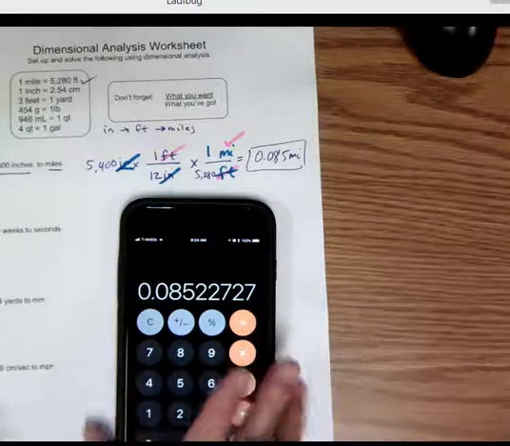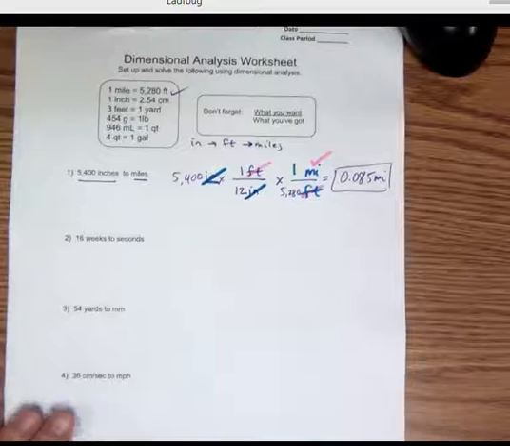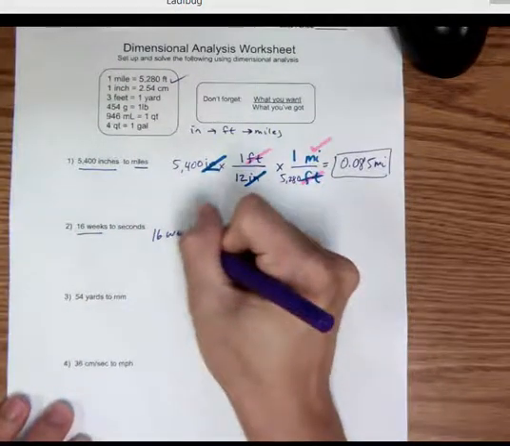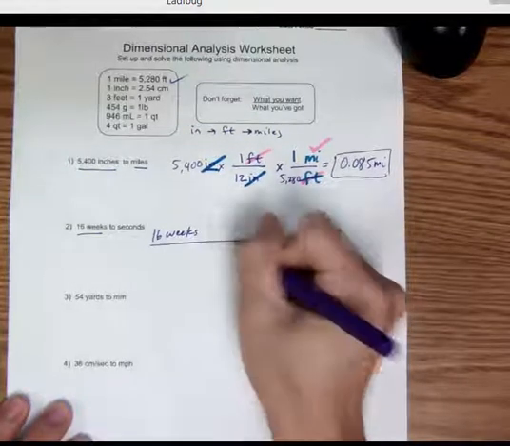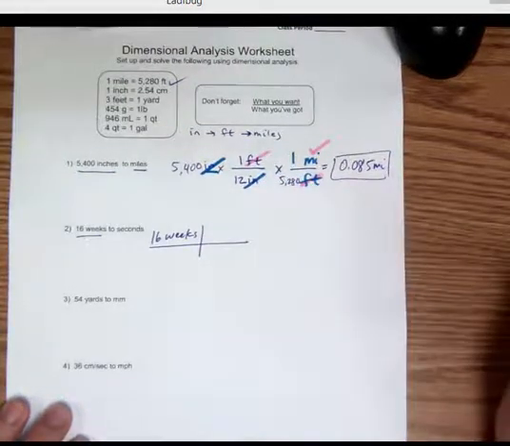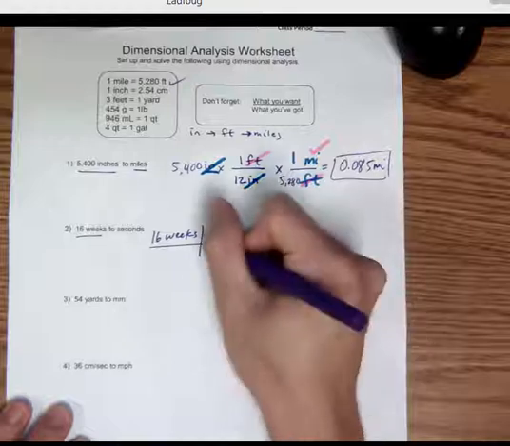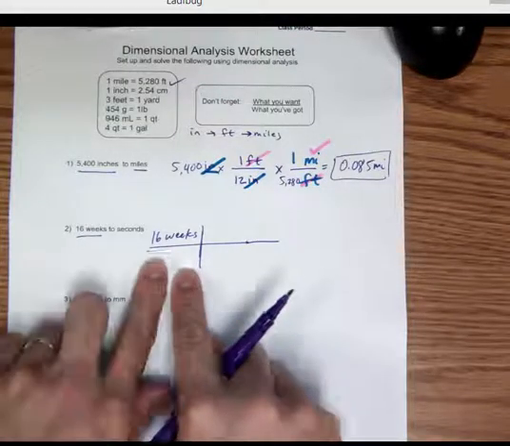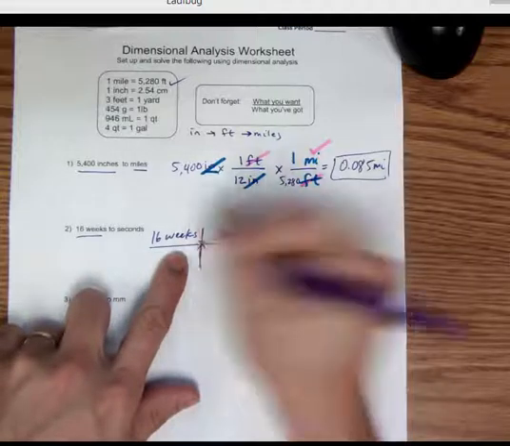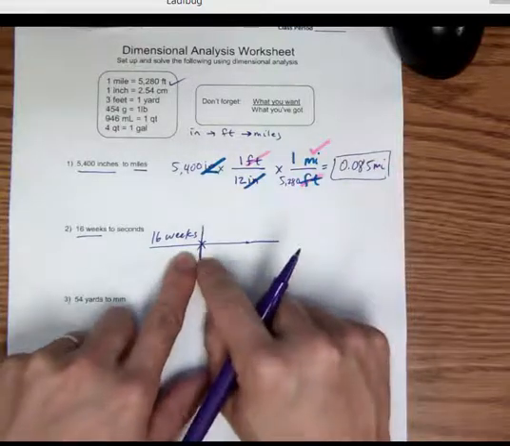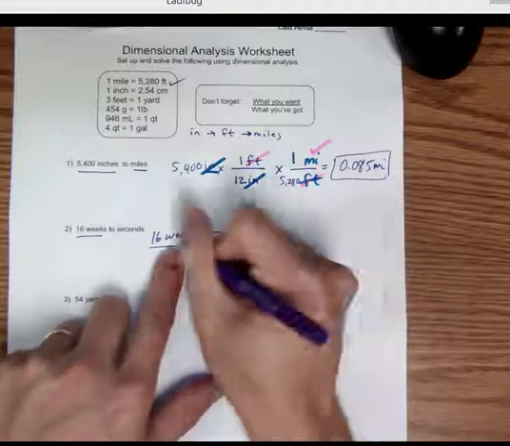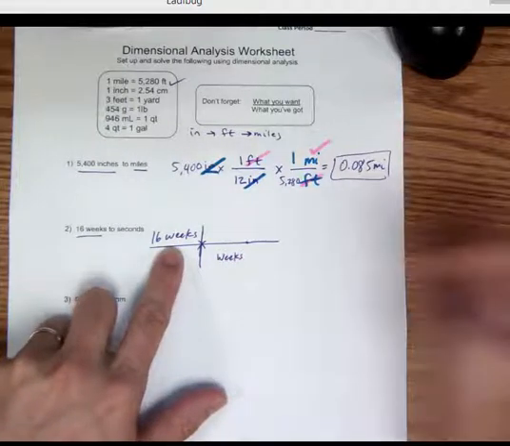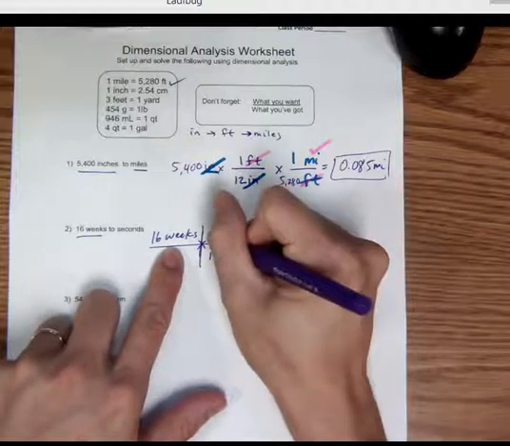The next problem is 16 weeks. Sometimes you see a grid that looks like this. It's the same thing as multiplying, except we draw it like a grid, and you see this a lot more often in chemistry. This little part in the middle is like a multiplication sign. We start with weeks, and weeks will go down here. What do you know about a week? 1 week is equal to 7 days.